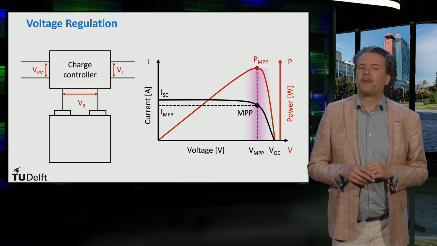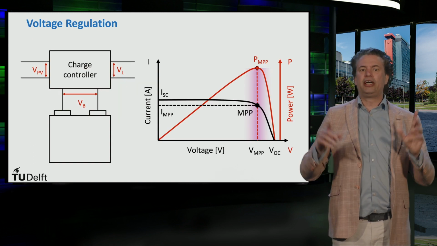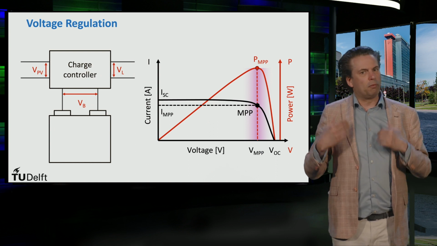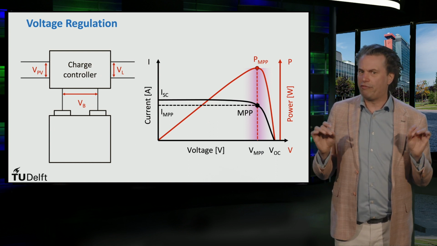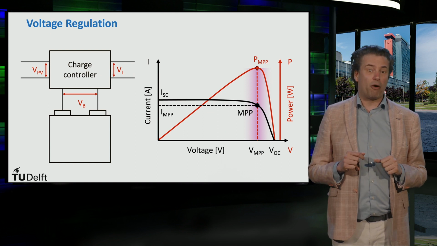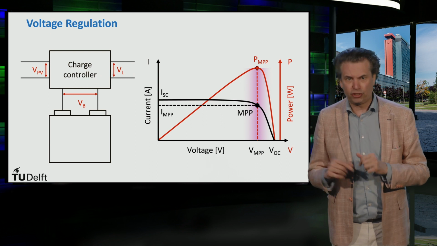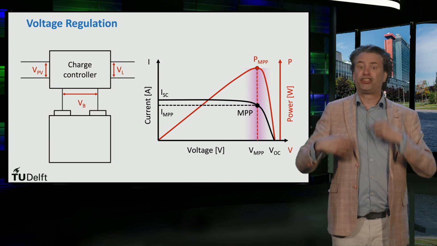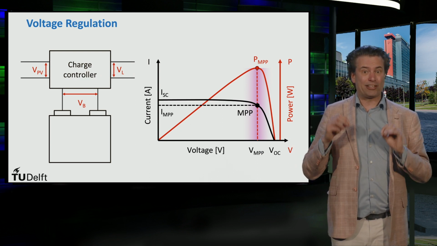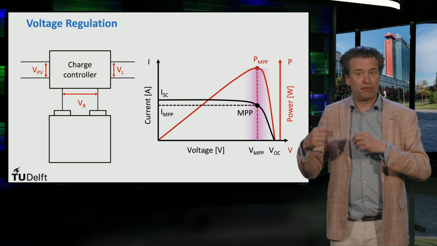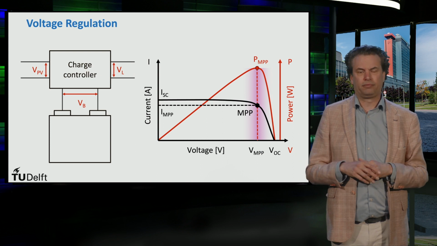In addition to current regulating functions of a charge controller, it can also function as a voltage regulator. Some charge controllers that are currently available in the market have maximum power point trackers included in them. With the presence of the maximum power point tracker, the charge controller can also act as a voltage decoupling device where the PV voltage and the battery voltages are decoupled.